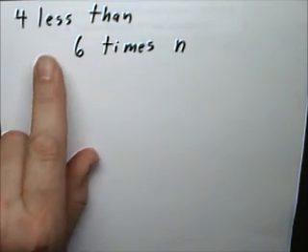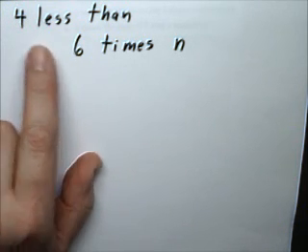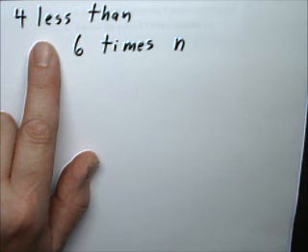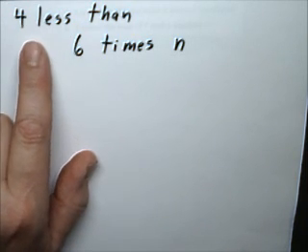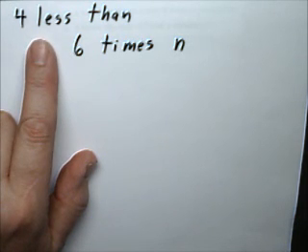This is what I wrote, 4 less than 6 times n. 4 less has to be minus 4. If you're 15 and your sister is 4 less, then she's 11. And that's because 15 minus 4 is 11. So this 4 less has got to be a minus 4.